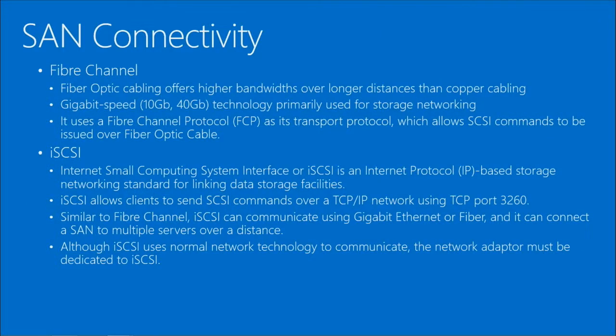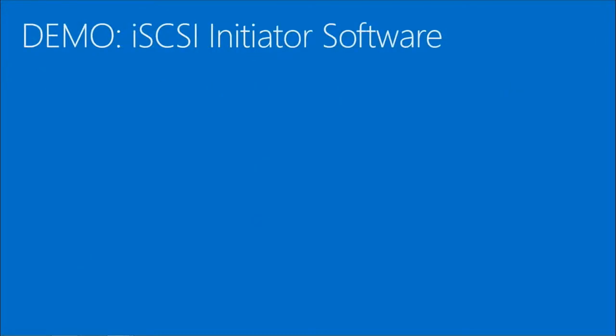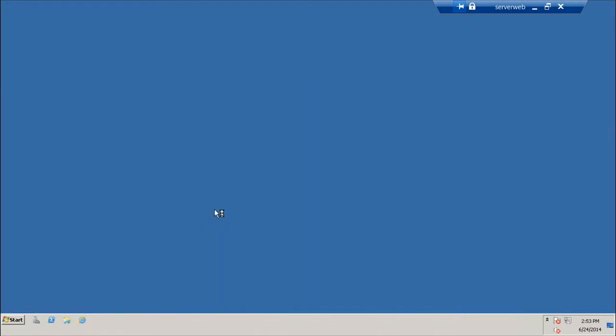SAN connectivity. So this goes back to HBA, host bus adapters, fiber channel, iSCSI. These are just the different connectivity devices to enable SAN connectivity. And next we have a demo for iSCSI Initiator Software. All right, so let me pull this up. I'm not sure I have it on this one. I may have to jump to it. Oh, I do.